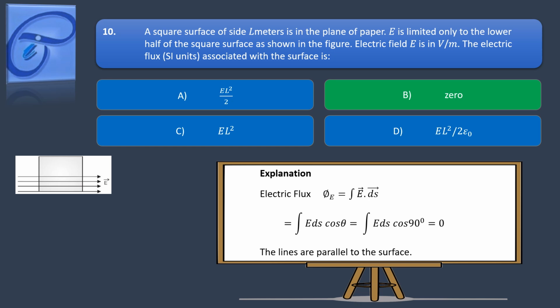We know electric flux phi E is equal to integral E dot ds, that is E ds cos theta. The angle between ds and the electric field is 90 degrees. So E ds cos 90 is equal to 0 as cos 90 is equal to 0. The lines are parallel to the surface. So option B is the right option.